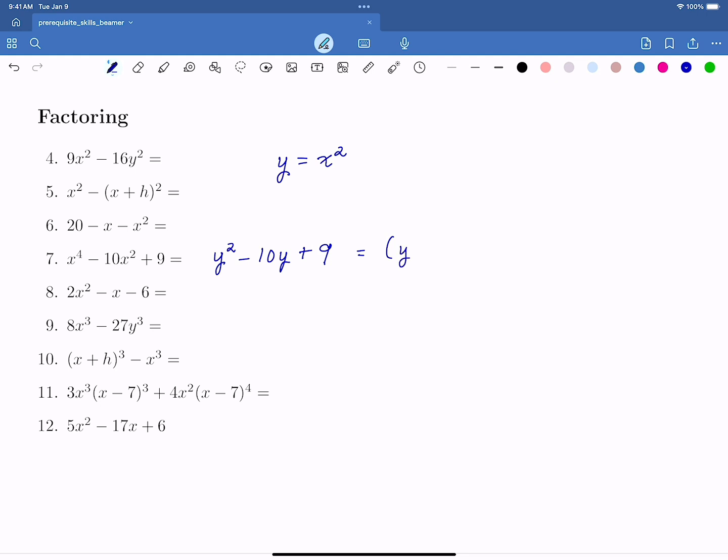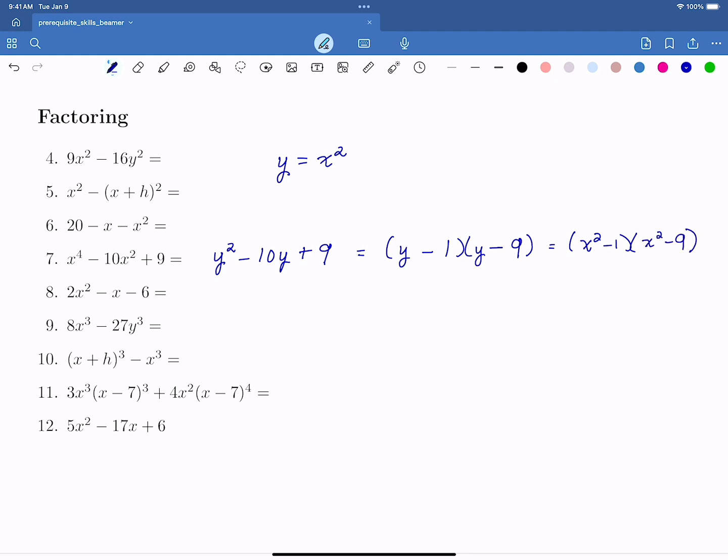So y and y is going to give me the y squared. 1 and 9 multiplies to give me 9. Now I need to get negative 10 in the middle. So the outer product, negative 9y, inner product, negative 1y, that's going to add to be negative 10y. But my final answer, I need to rewrite it back in terms of x. The y was just a placeholder for x squared. So this is x squared minus 1 times x squared minus 9.